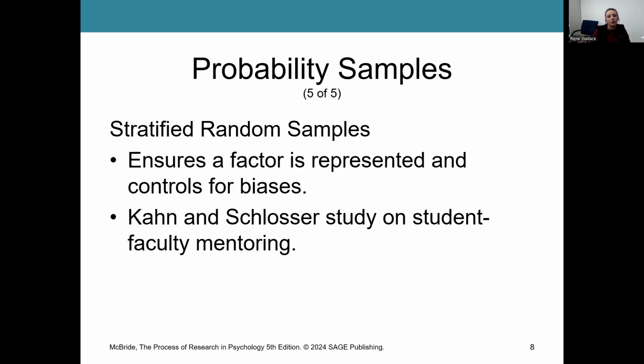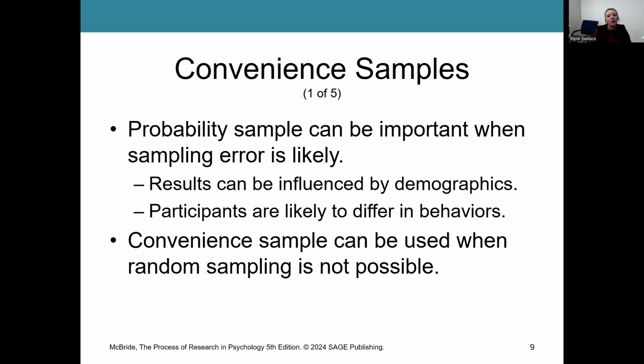Can and Schlossler did a study on student faculty mentoring, and that's mentioned in your textbook. They were looking at relationships in graduate programs and professional psychology specifically. And so I would encourage you to go look at your textbook and read on that study.